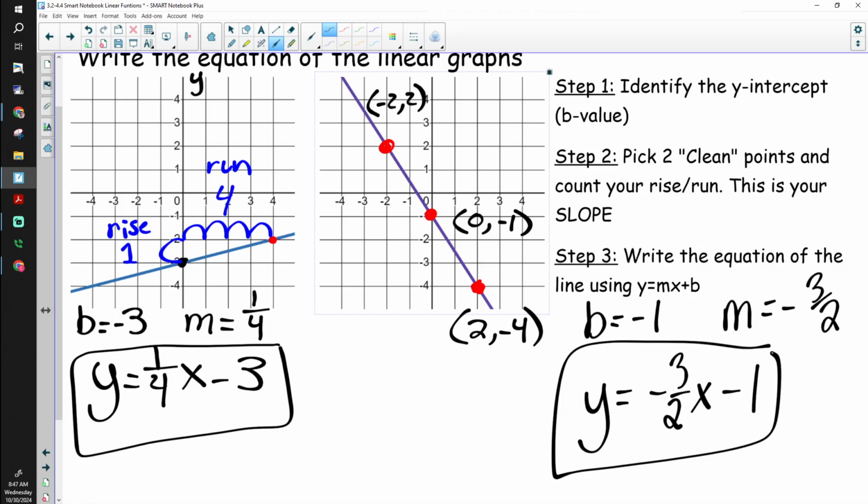Again, I don't care which one you do. If you want to count your rise over run for your m and your b, great. If you want to use Desmos, pick two pretty points and have it tell you your m and your b, awesome. Both work. Remember, on the SAT, on the OST, both of them you get Desmos. Both of them you get to use either method and it would work. Okay. We have one more slide to do.